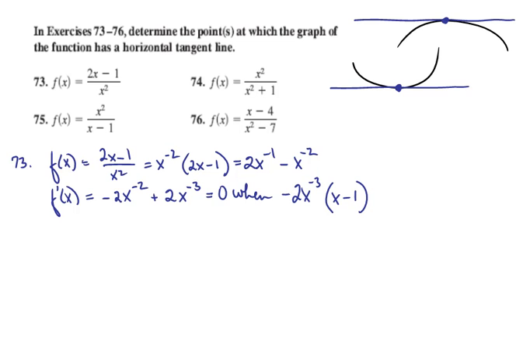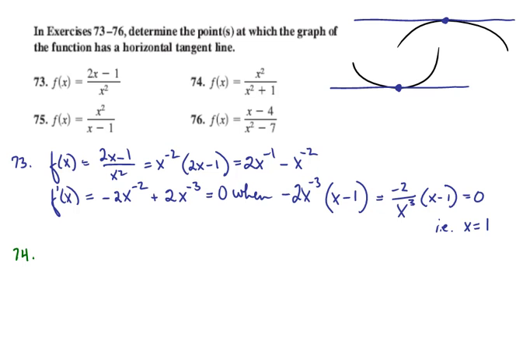So when I factor this way, it really gives me a good idea of where the zeros are. Now I know that negative 2x to the negative third can be rewritten as negative 2 over x cubed, and negative 2 over x cubed won't have any zeros. It will be undefined when x is equal to 0, but there's no place where it equals 0. But the factor x minus 1 is going to equal 0 when x equals 1. And so we know for sure that when x is equal to 1, this function 2x minus 1 over x squared will have a horizontal tangent.